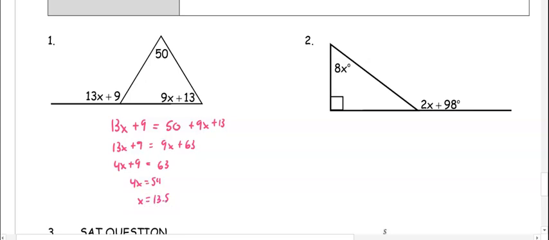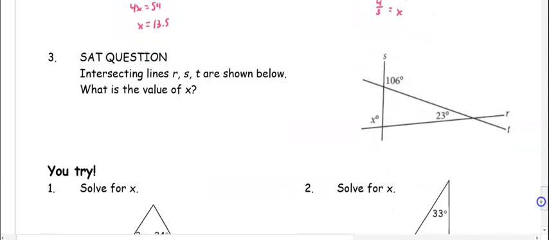In number 2, our exterior angle is 2x plus 98. So we can set that equal to 8x plus 90. So we get 2x plus 98 is equal to 8x plus 90. We can subtract 2x. 98 is equal to 6x plus 90. We can subtract 90 on both sides. 8 equals 6x. So when we divide, we get 4/3.